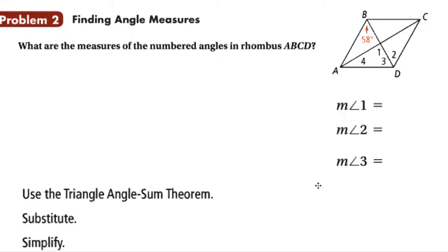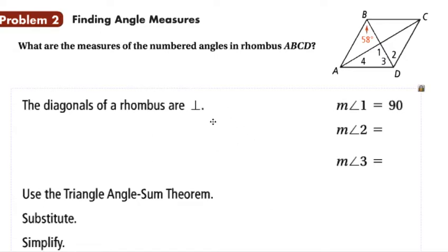So here's a problem where we're going to find some of those angle measures. It says, what are the measures of the numbered angles in rhombus ABCD? So we know this is a rhombus, so we know that all four sides are congruent. And they give us this part of angle B up here. So what can we figure out from that? What do we know just from that information? And first off, we know that the diagonals of a rhombus are perpendicular. So we know that angle 1 right away has to be 90 degrees.